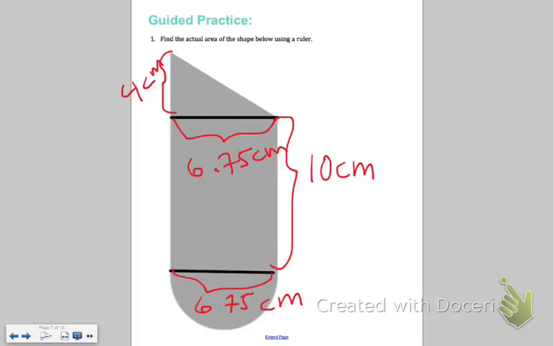The empty space that I have to the right. So our triangle has a height of 4 centimeters and a base of 6.75 centimeters. Our rectangle has a length of 6.75 centimeters and a width of 10 centimeters. And our semicircle has a diameter of 6.75.